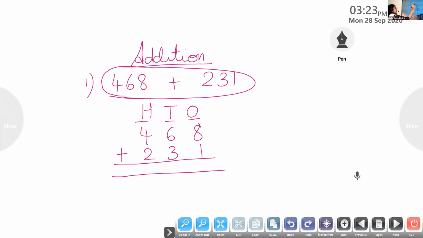If the question is given in horizontal form, it is difficult to find out the answer. So first you have to write it in the vertical form, then add it.